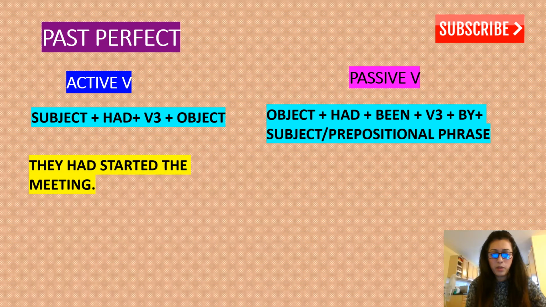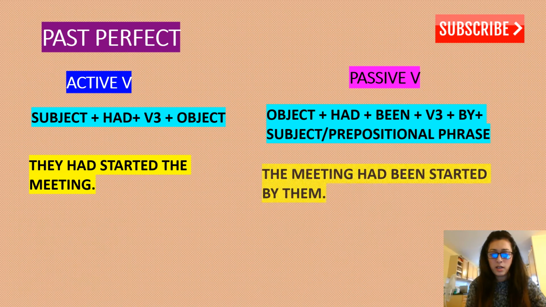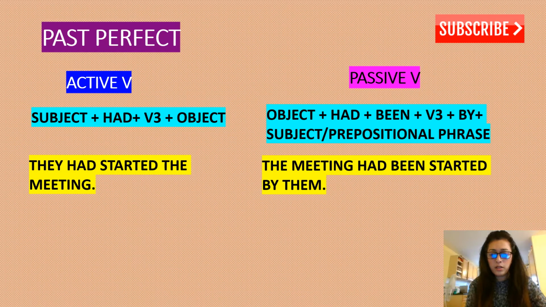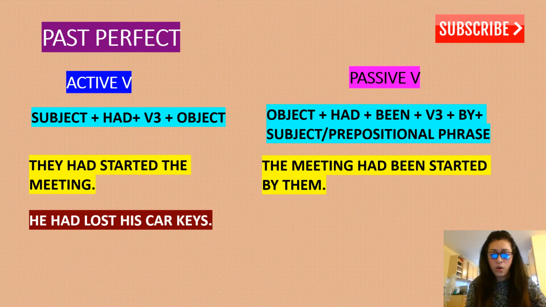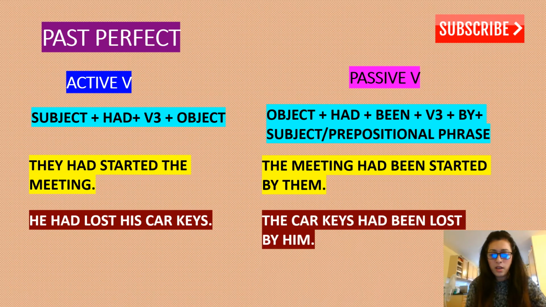So the first example will be they had started the meeting. The meeting had been started by them. He had lost his car keys. The car keys had been lost by him.